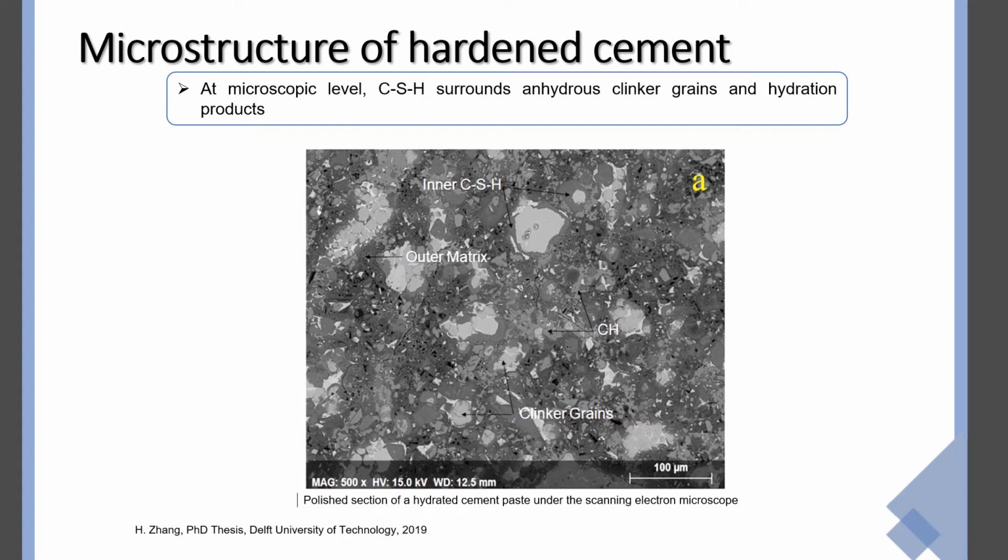But how exactly do gases and small species migrate through the matrix of the hardened cement and concrete? The answer is the CSH pore network in the pore solution.